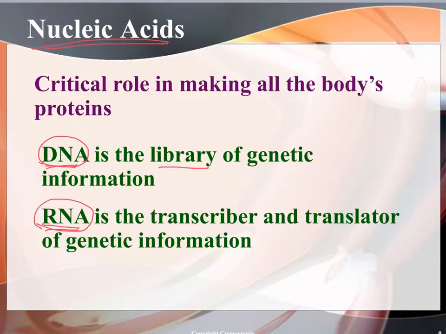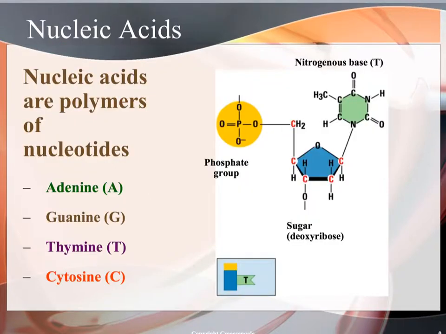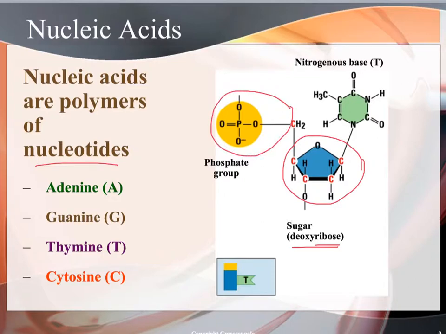Nucleic acid macromolecules are polymers of nucleotides, and like the amino acids, these have a particular structure. They have a sugar. In the case of DNA, it's deoxyribose. In the case of RNA, it's just plain old ribose, which is attached to a phosphate group. And then this is always the same. You always have the same sugar and the same phosphate group on DNA or RNA, but these nitrogenous bases will differ.